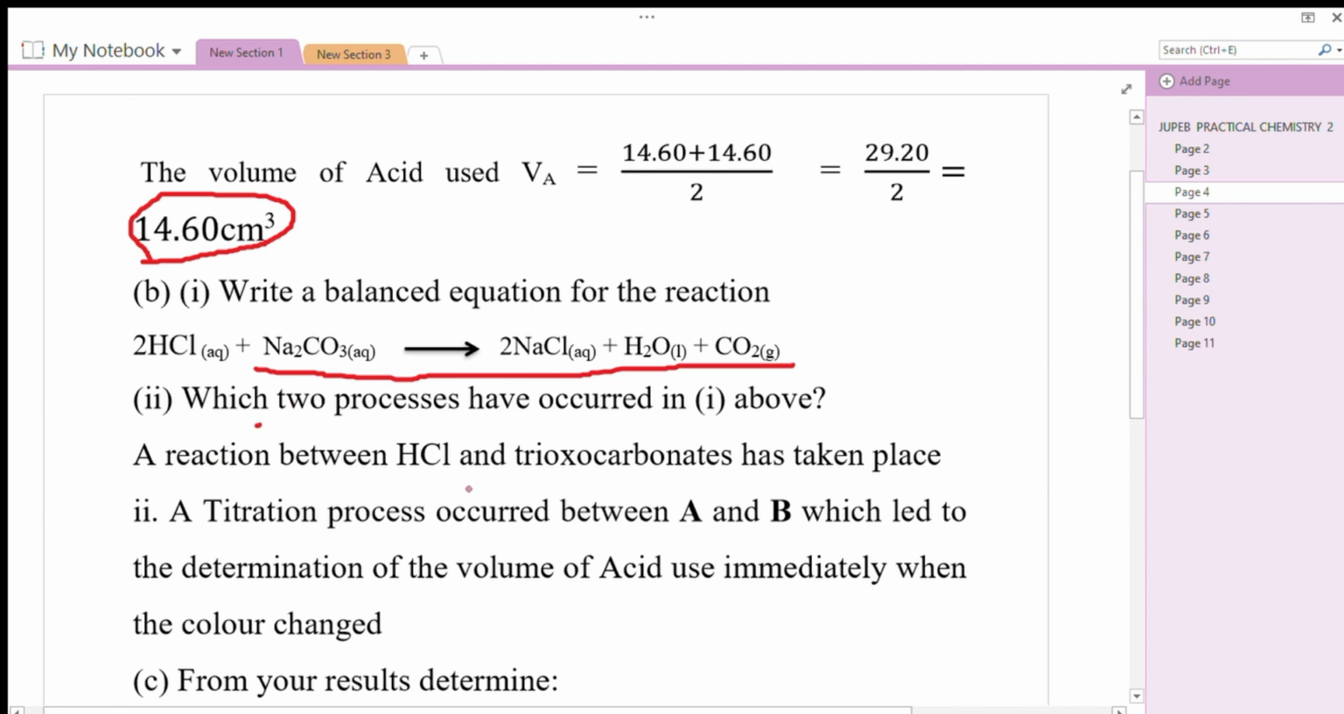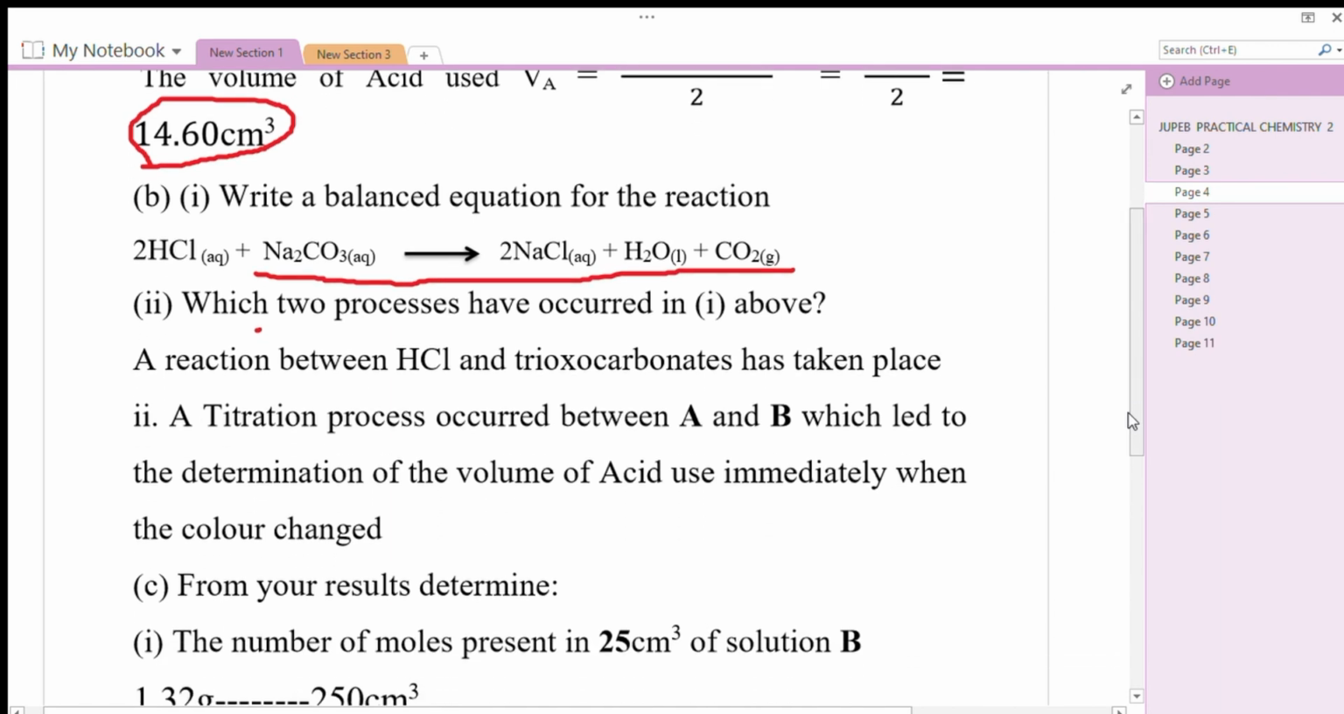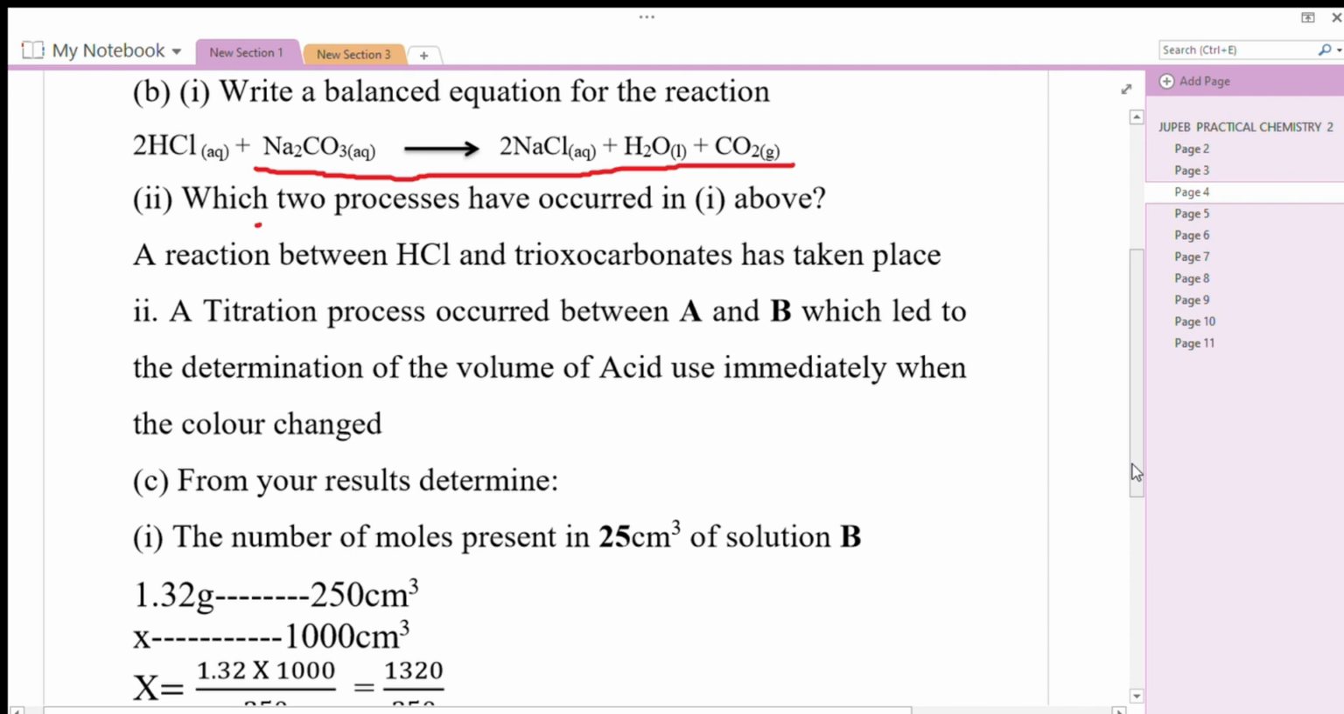Number one, a reaction between acid and trioxocarbonate has taken place. And number two, a titration process occurred between A and B, which led to the determination of the volume of acid used immediately when the color changed. Some other observation that you can see, please add to it. We are learning together.